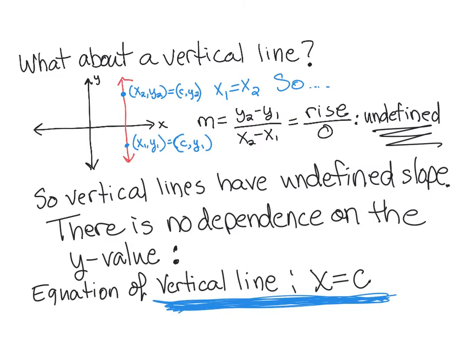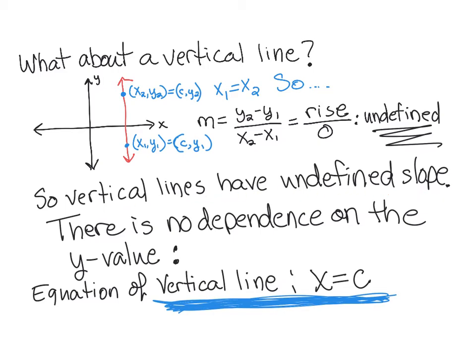So we talked about a horizontal line, y equals b, but what about a vertical line? Well, look at this vertical line. If I take any 2 points on the line, my x values are going to be the same. In this case, I called them c. So if I use my slope formula, my x2 and x1 are the same number, which gives me 0 in the denominator, which means my slope is undefined. Vertical lines have undefined slope.